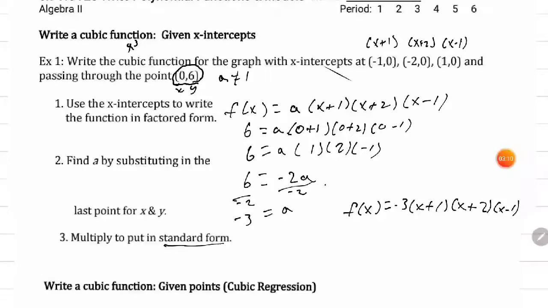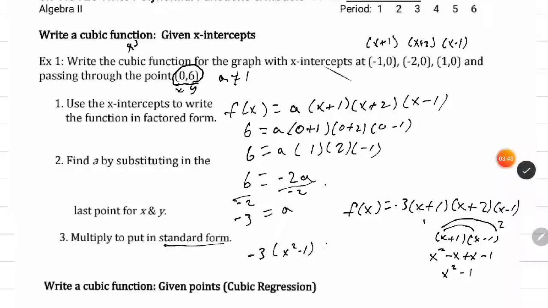So the first thing I'm going to do is multiply this and this first. So x plus 1, x minus 1. Okay? So I have x squared minus x plus x minus 1. So I have x squared minus 1, because minus x plus x is 0. Okay? So now I have -3 times x squared minus 1, and then x plus 2, sorry. And that's what I have left over.